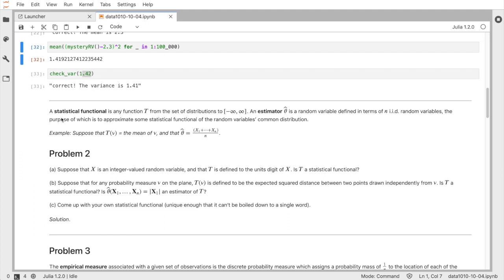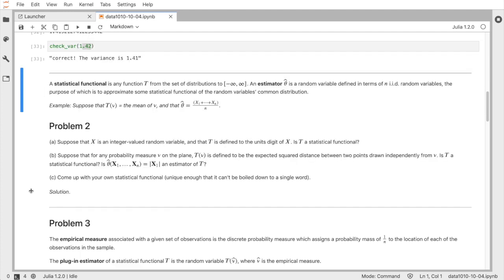So fundamentally, it's an operation you do on the distribution and get a single number out. So we are going to give a name to that. We're going to call it a statistical functional. And what we want to do is use a sequence of independent observations sampled from that distribution and estimate the value of that statistical functional. So we'll define an estimator, customarily denoted theta hat, to be a random variable that's defined in terms of n independent random variables that are drawn from the distribution whose value of t we're trying to estimate. So a paradigmatic example would be that t of nu is computing the mean of nu, and theta hat is the sample mean of n observations drawn from nu.